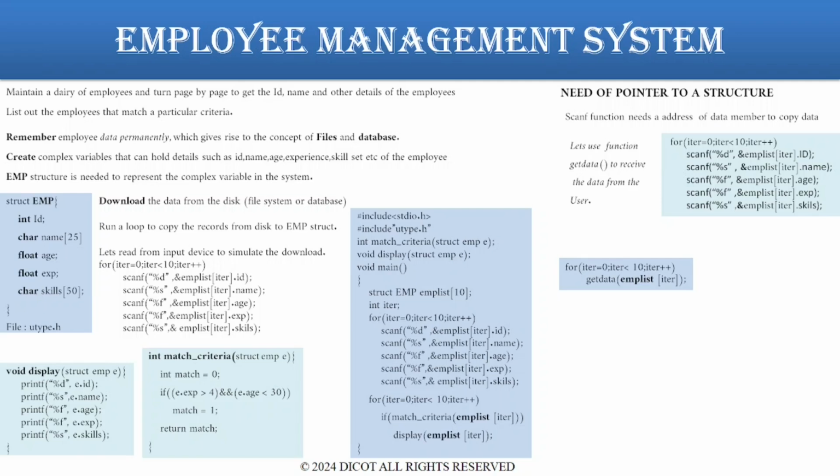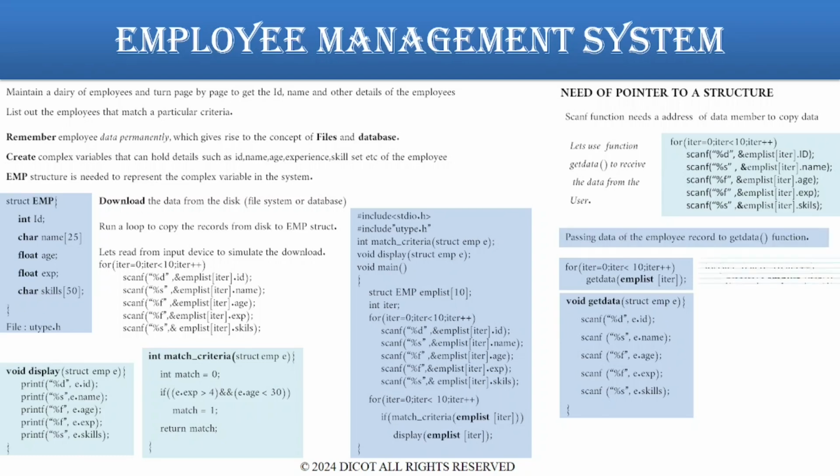Now when we see the definition of the function getData, we can observe that the scanf does not have the address of the EMP members because we pass the EMP record by value to the getData. But we actually need to pass the address of the EMP structure so that the scanf function can access the address of its data members to update the value there. So let's pass the address of EMP structure to getData function.